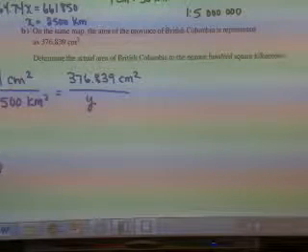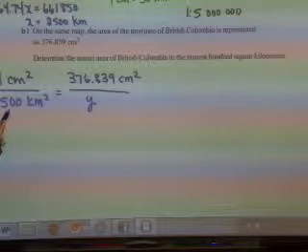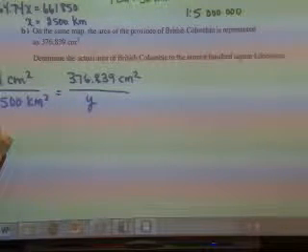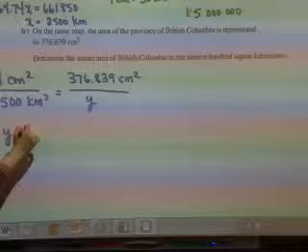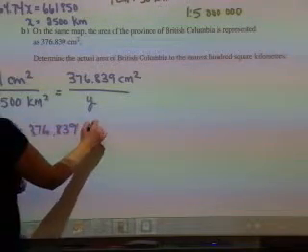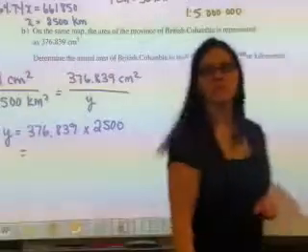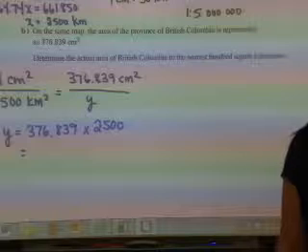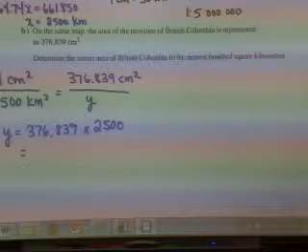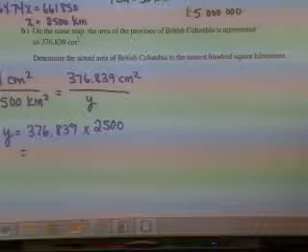You got to times, what I did was I times the 376 by your 2,500 squared, which is pretty much 5 million anyway. So y equals 376.839 times 2,500. No, it's not 2,500 squared, it's just 2,500. The kilometers are squared, the unit is no longer squared.